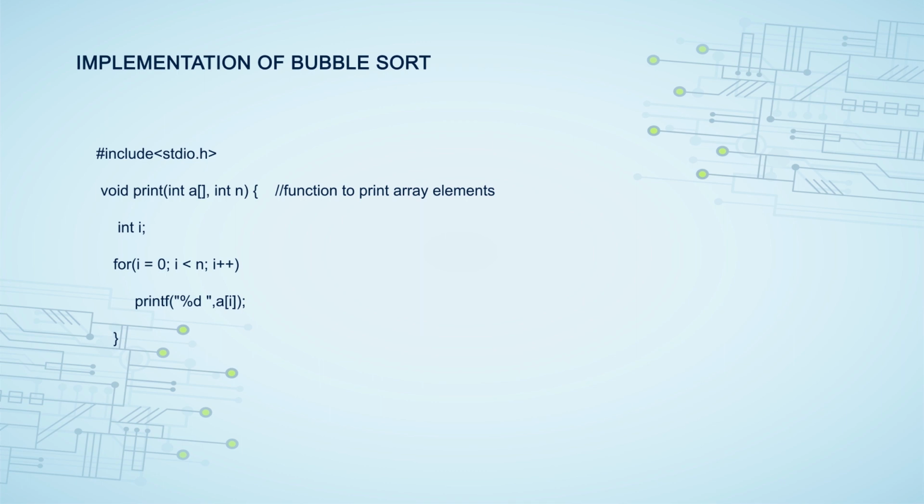Here I am taking one variable, that is i, and I am running a loop from 0 to n minus 1. So, I am just printing whatever inputs I have taken for the array. This function will work as a print function for the array elements.